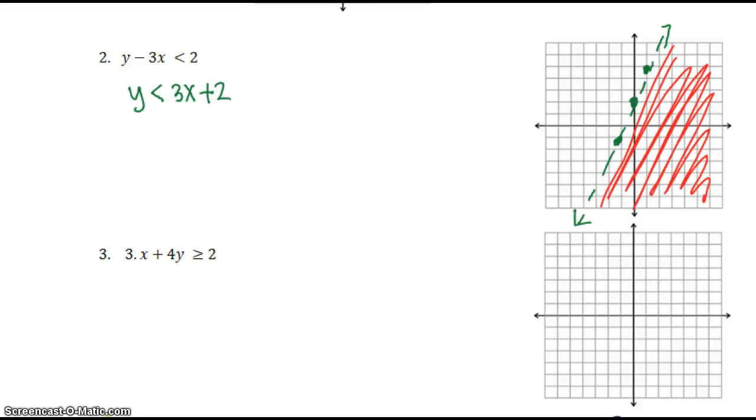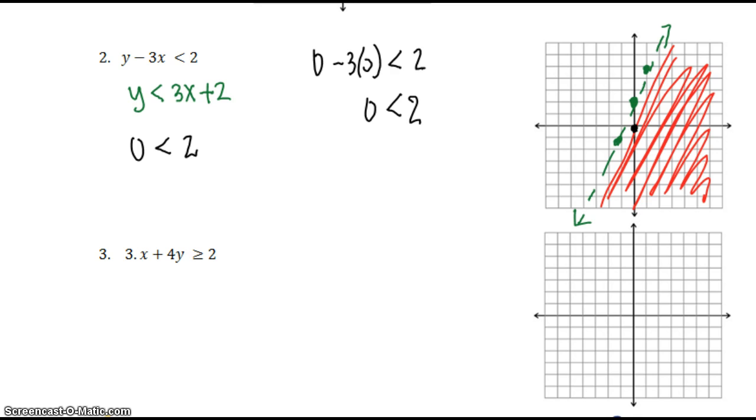All right, here's what number 2 should look like. Now, if we do the 0, 0 test, let's do that right here. Here's 0, 0. If I plug 0 in for y, and 0 in for x, 0 should be less than 2. So 0, 0 should be in my shading. Same thing if I plugged it in here. 0 is less than 2 because you're changing this to 0. So I feel confident my shading is done correctly.